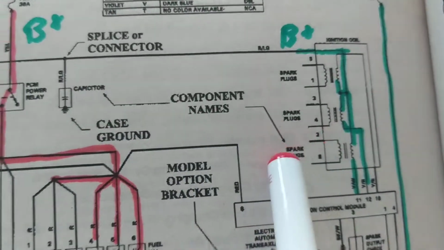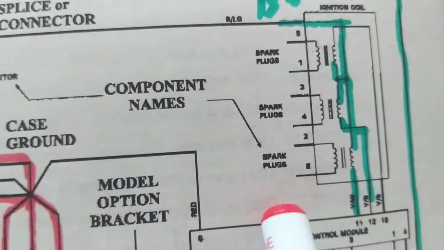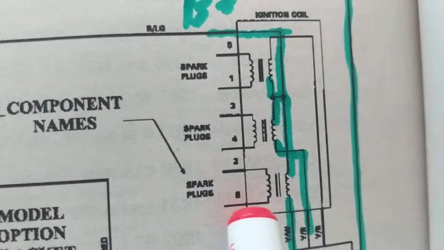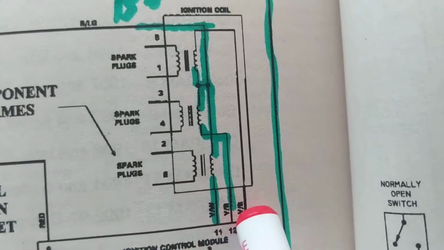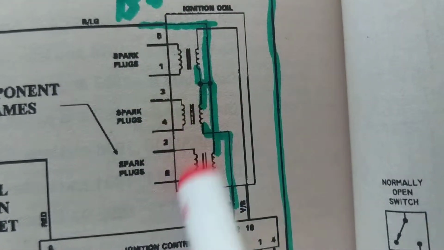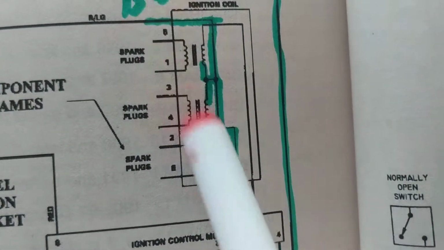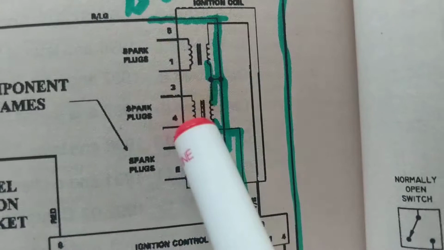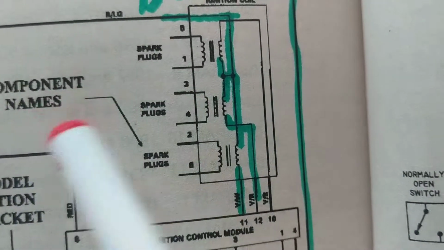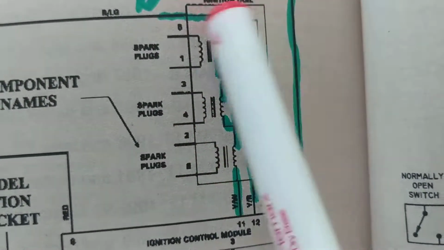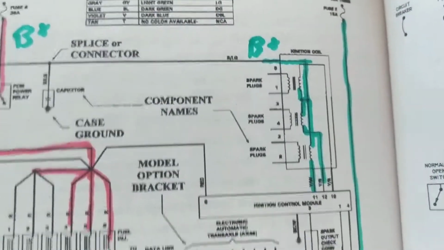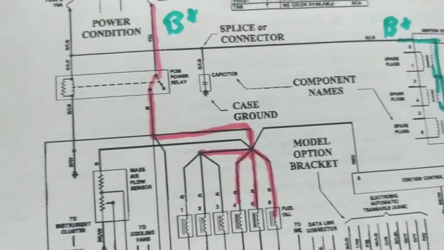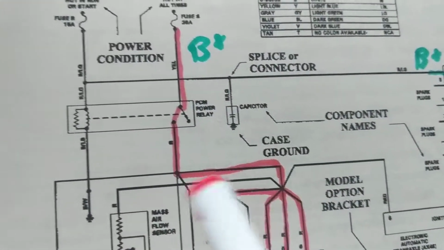Now, whenever you look at these things, it tells you the component names. Okay? These are the pins. This is the ignition coil. The solid line means that this is contained in one unit. All these coils going to the spark plugs are contained in one unit, the ignition coil. And I did many videos about the ignition coil, how it creates spark. You can refer to my channel.